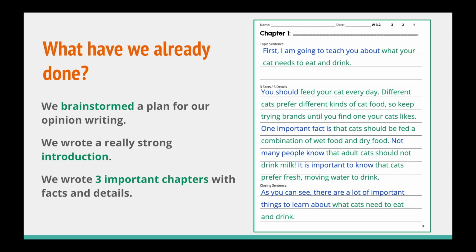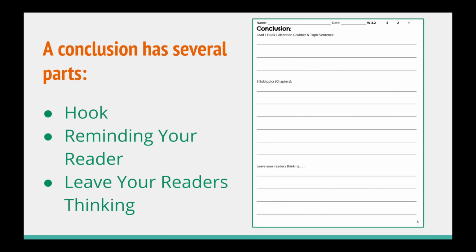What have we already done? In the first video, remember we brainstormed a plan for our opinion writing. Then in the second video, we wrote a really strong introduction. And in the last video, we wrote 3 important chapters that included both facts and details. A conclusion has several parts. It has a hook, it has a section where you remind your reader of what you taught them, and then you end it off by leaving your readers thinking.